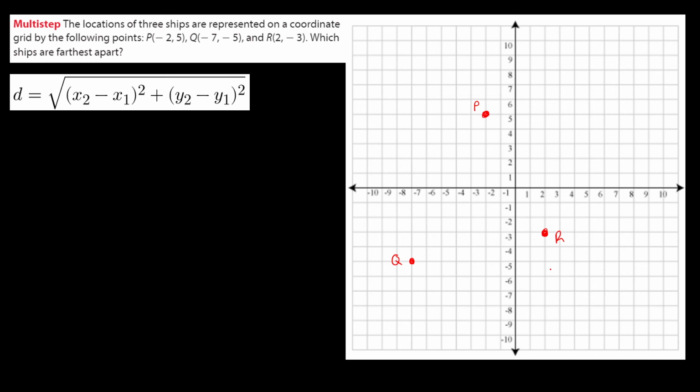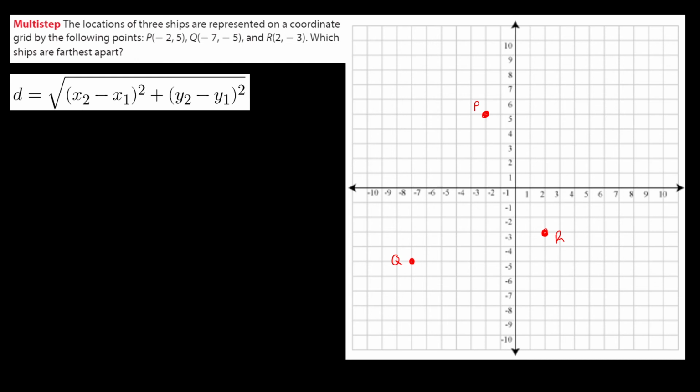Okay, and we are asked which of the ships are farthest apart. Is it the distance from P to R, P to Q, or Q to R? And so we are definitely going to need to use either the Pythagorean theorem or the distance formula to solve this problem. Like I said, either method is valid. We're going to use the distance formula today. I just wanted to show you a visual of what these points look like and how it's not exactly clear which distance is the farthest.